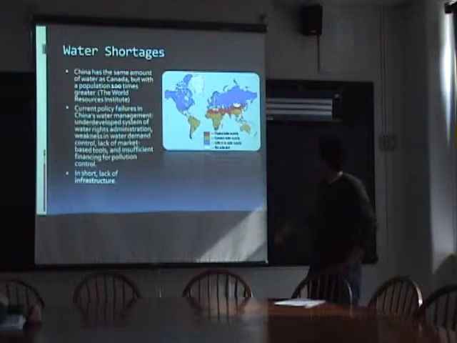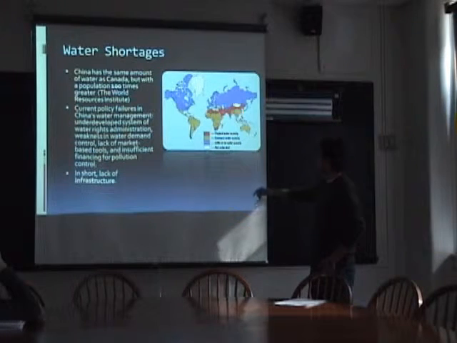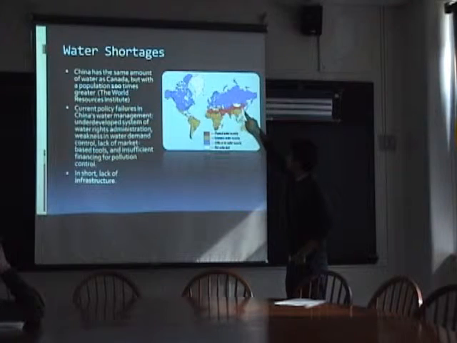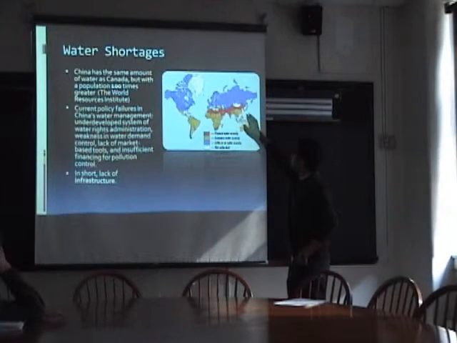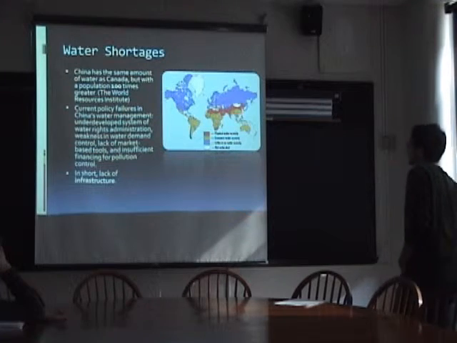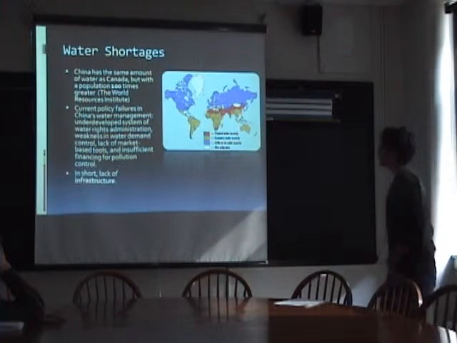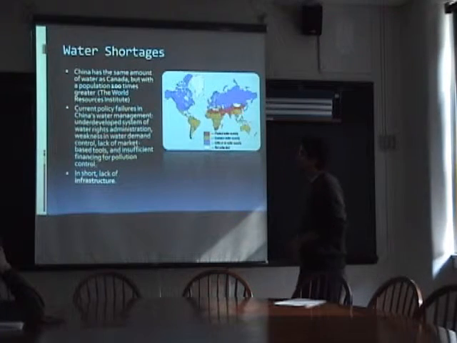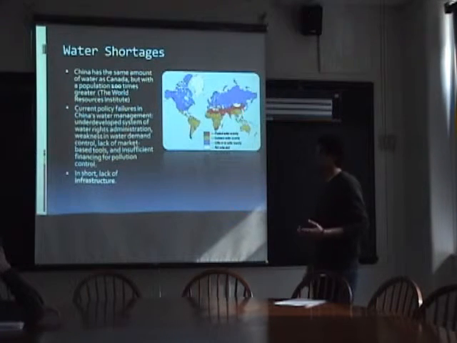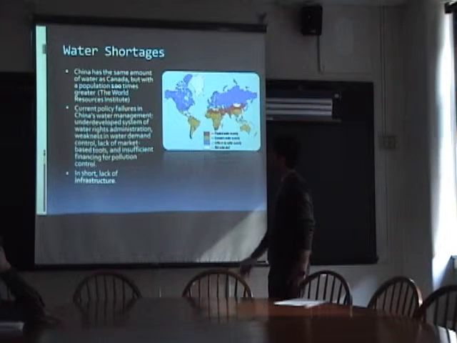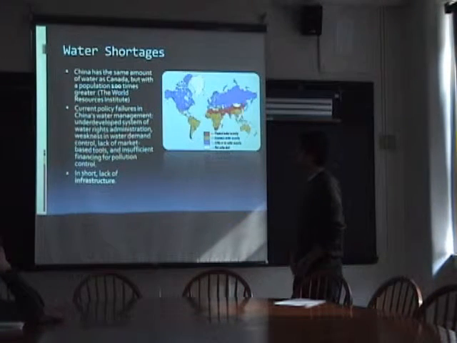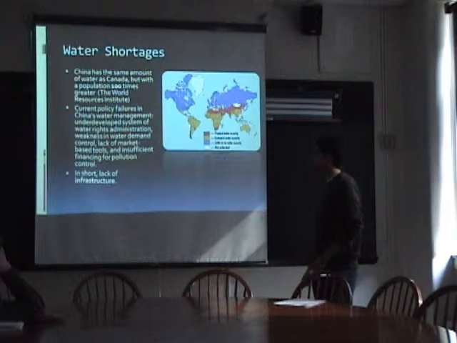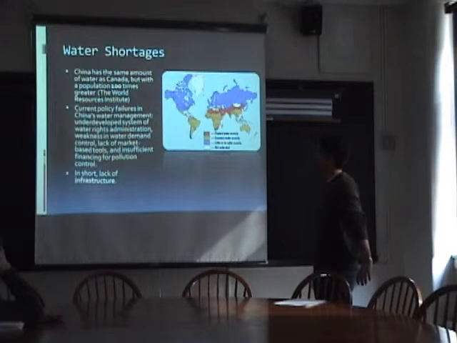But if you refer to this map here, essentially this is saying that physical water scarcity is centrally located in China, economic water scarcity as well. And policy failures in China's water management. So these are really things that the government can help out with, and I think that they're playing a very reserved role right now. And that is underdeveloped system of water rights administration, weakness in water demand control, lack of market-based tools, insufficient financing for pollution control.